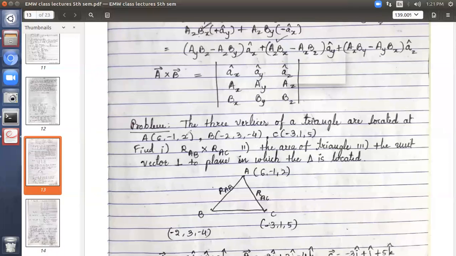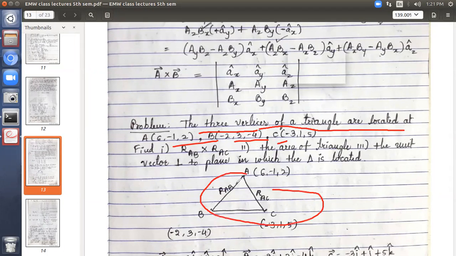With this example, let us try to find the following. If you observe the question, the three vertices of a triangle, A, B and C, are given to you. This is the triangle. You have to find R, the distance vector RAB, cross RAC. So you need to find a cross product. To get the cross product, you should have two vectors. If you have two vectors, you can calculate the cross product. Then we find the area of the triangle and the unit vector.